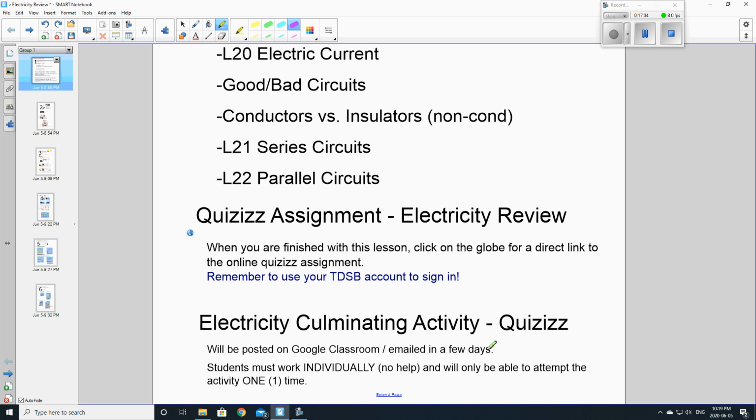In a few days' time, I will send you the link for the electricity culminating activity. Please remember, you will only be able to do this one time, so make sure you feel really comfortable with the electricity review assignment first. Then, when this becomes available and you feel comfortable, only then should you try the electricity culminating activity.